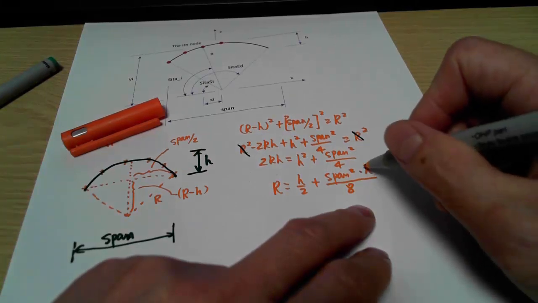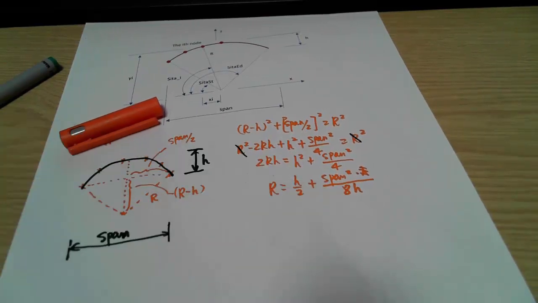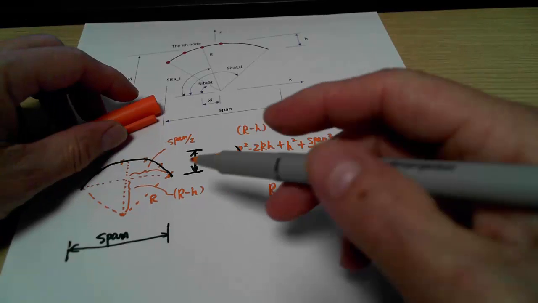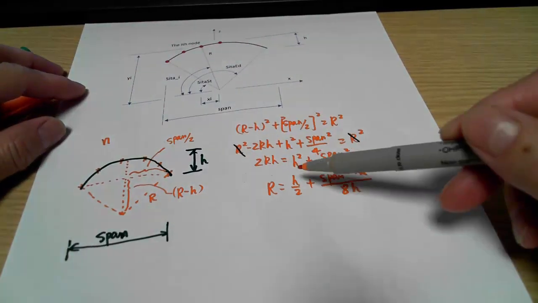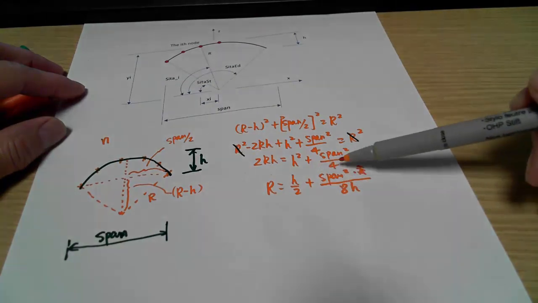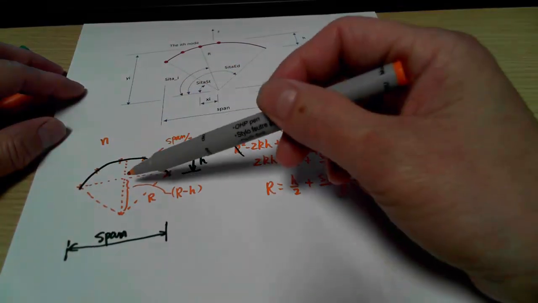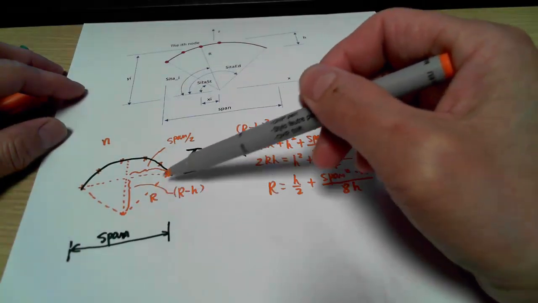No, it's wrong. So the h should be under, right? So that's correct. So that's what you should have for r. So now you know what r is. If you have h, the height of the arch, and then you have the span, then you should be able to use this equation to figure out what the radius should be.